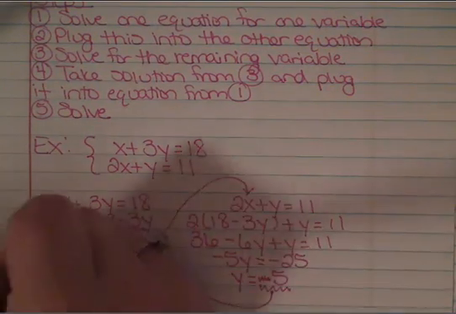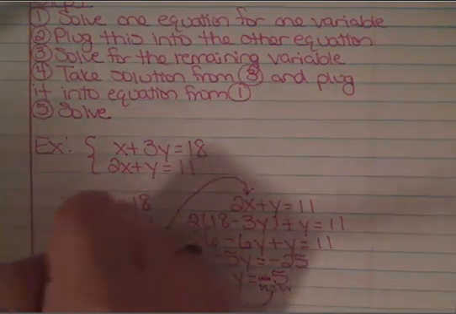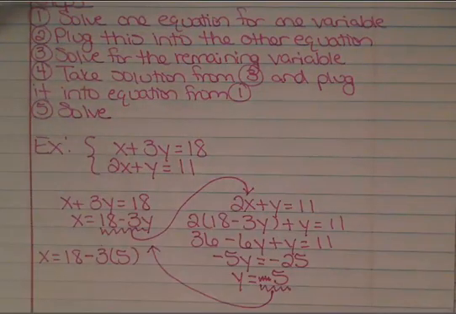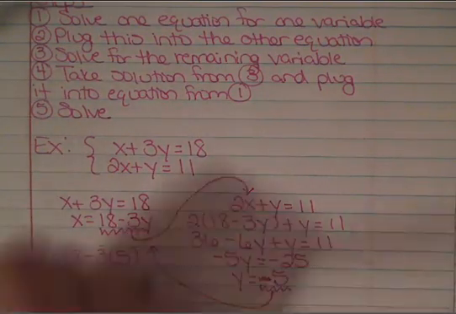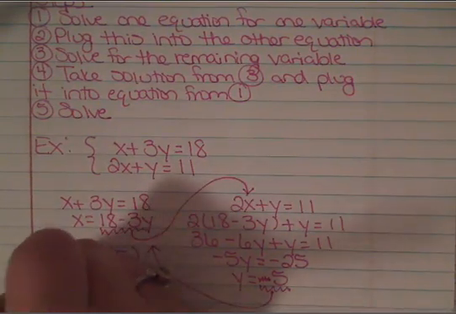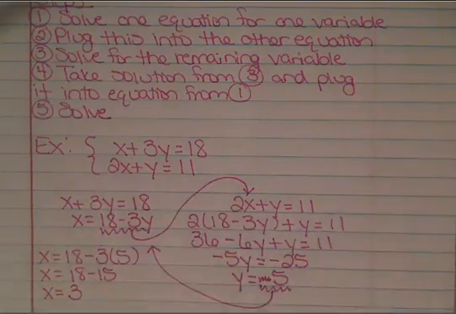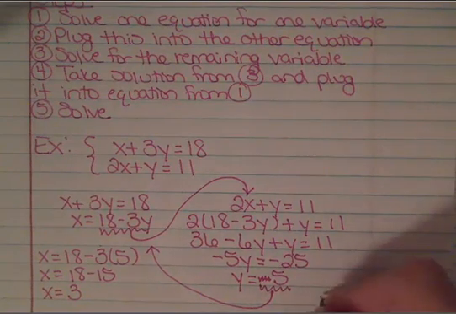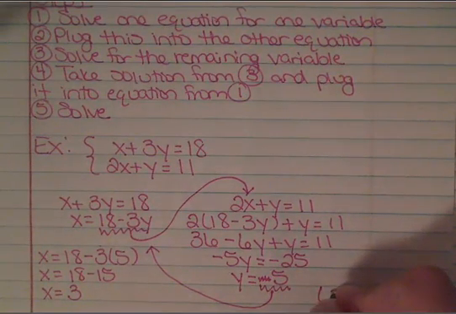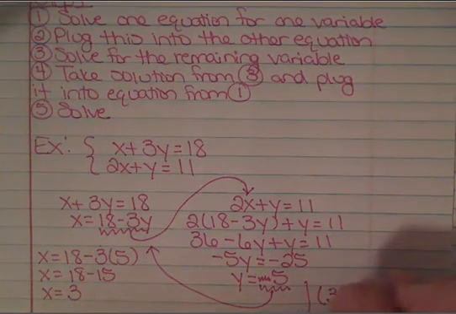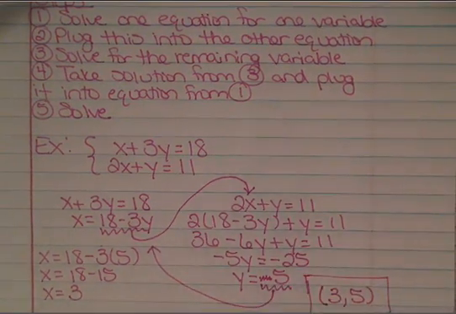So that means we have x equals, and I'm going to rewrite it, 18 minus 3 times 5. Wherever there was a y, I plugged in 5. So x equals 18 minus 15. x equals 3. So we have x equals 3, y equals 5. So the solution for our system of equations is (3, 5). It's an ordered pair, and so that's how we're going to write it.